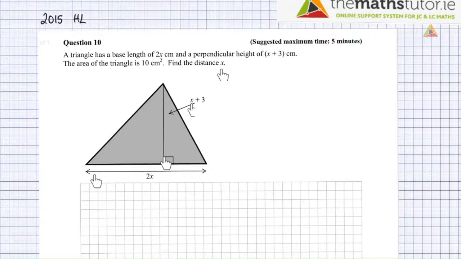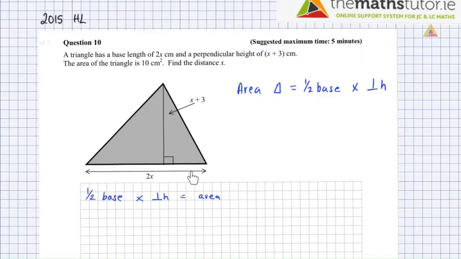So the first thing I would do there is write out your formula for area of a triangle. The area of a triangle, and you'll get this in your log tables, is half the base by the perpendicular height. So that's just the sign for perpendicular. So I'm going to write this out again: half the base multiplied by perpendicular height is equal to the area. So let's write out what we have. Do we have the base? We do. The base is 2x. So what's half the base?